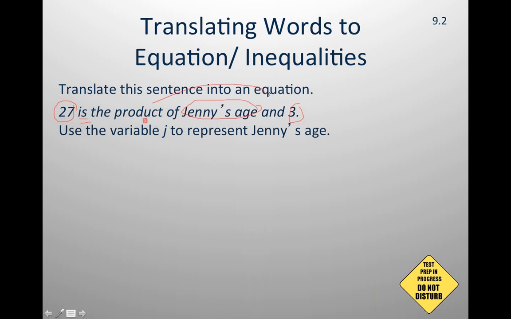Okay, but the product is going to be located right here where the and is. So that's going to be j3 or 3j. Now remember we said multiplication is commutative. So you could say j3 or 3j. And they tell you to use variable j on this one. So 3j equals 27.